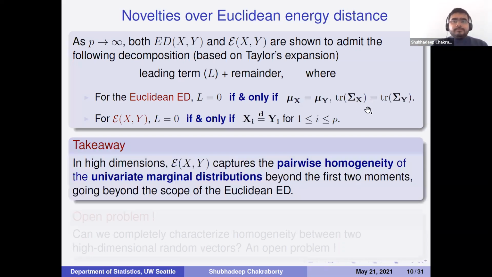The takeaway or the bottom line from this discussion is that in high dimensions, the generalized energy distance can capture pairwise homogeneity of univariate marginal distributions beyond the first two moments, which is not achieved by the Euclidean energy distance. And it is powerful against a larger range of alternatives.